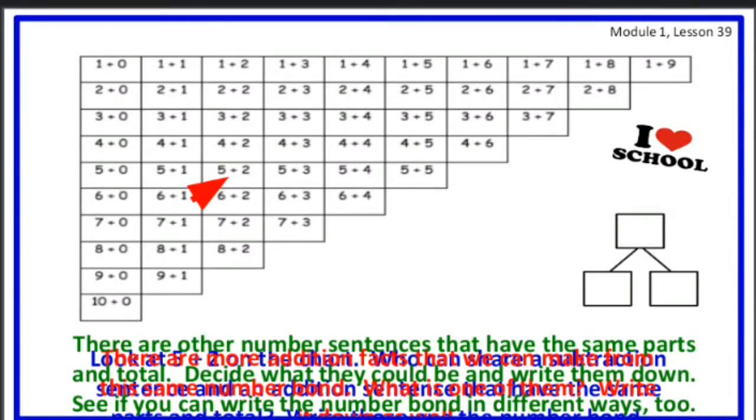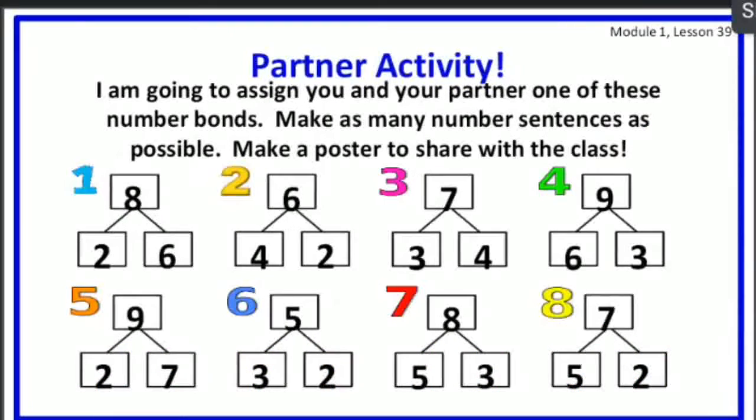Okay, so we are coming to the end of today's class. Hope you're enjoying yourself. Now the next activity is called partner activity. I am going to assign you and your partner one of these number bonds. Make as many number sentences as possible. Make a poster to share with the class. So let me pick one number bond for you and your partner.